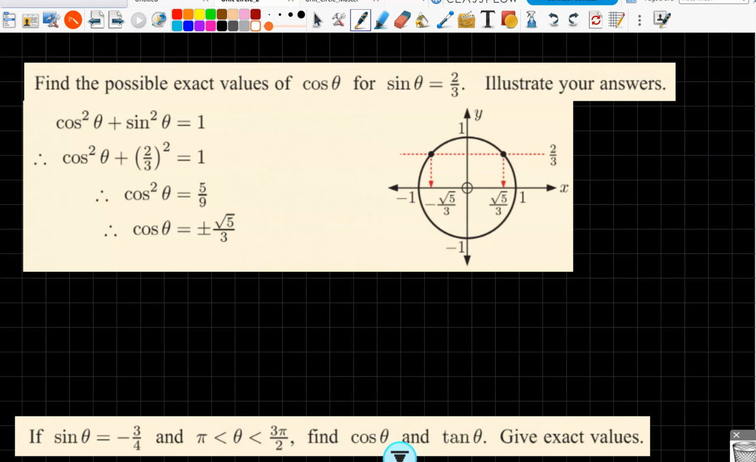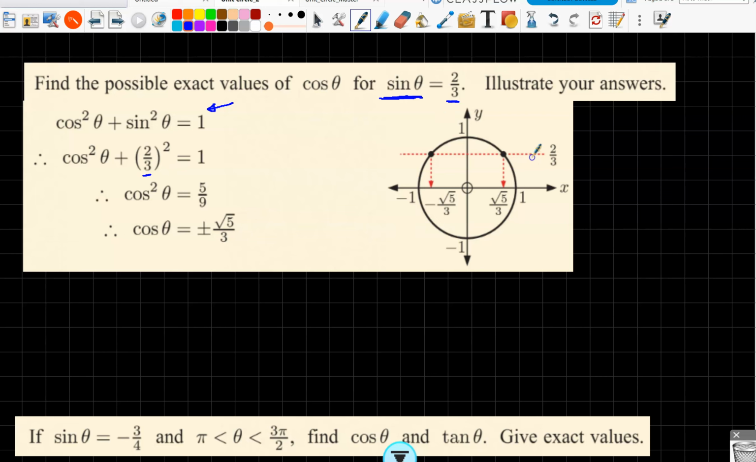Okay, so we graduate to a question like this. Find the possible exact values for cos theta if sine theta is 2/3. Now you can see this is one of the ways that your textbook is looking at it, and they're using that identity that we explained right at the start. That came from the equation of a circle, x squared plus y squared equals 1, but our x is cos squared, our y squared is sine squared. That's how we get that. And you can see very easily here, they've just substituted 2/3 for sine and rearranged.